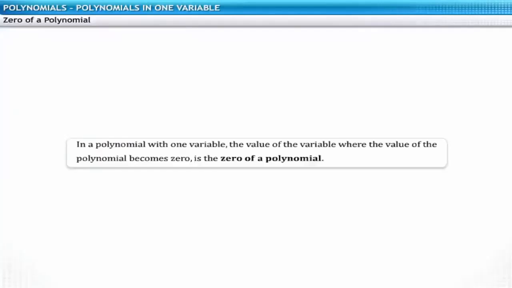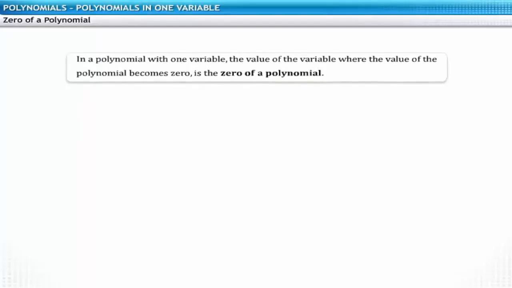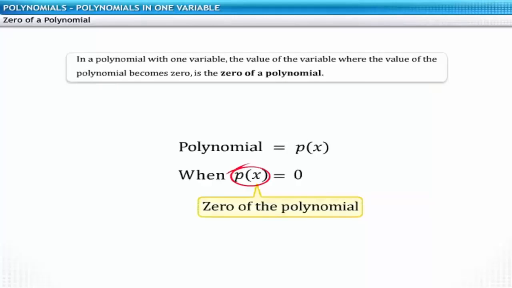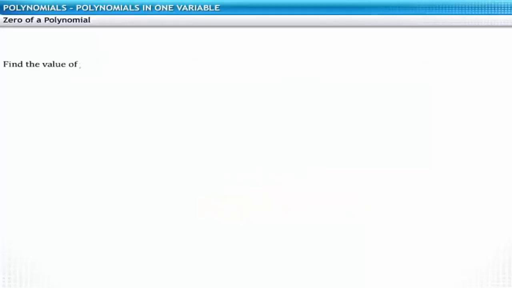In a polynomial with one variable, the value of the variable where the value of the polynomial becomes 0 is the zero of a polynomial. In other words, the value of x for which the value of the polynomial equals 0 is the zero of the polynomial p of x. Let's take up a problem as an example. Find the values of a linear polynomial p of x is equal to 2x minus 4 at x is equal to 1, minus 1, and 2.